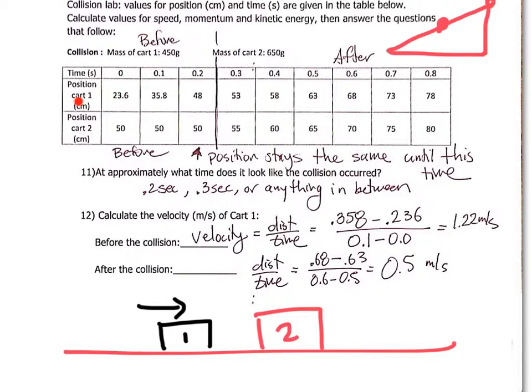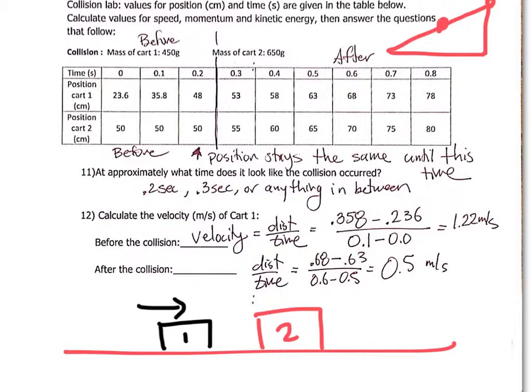Velocity, so cart 1, what we're looking at is position and time. So distance divided by time. Before the collision, I chose these 2 points. If you wanted to choose these 2 points, that would work perfectly. I chose these 2, and we found this for speed. For cart 1 after the collision, again, any 2 points would work. I chose these 2. So we have position, we have time. Notice how the position's in meters, and we got this for the speed.